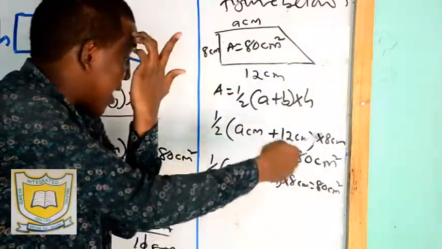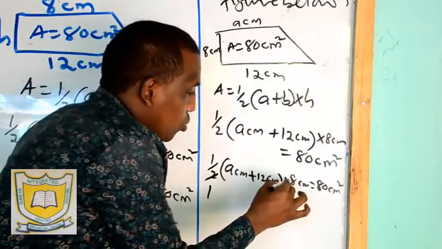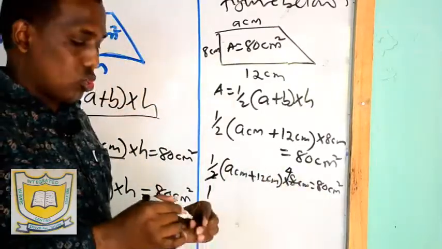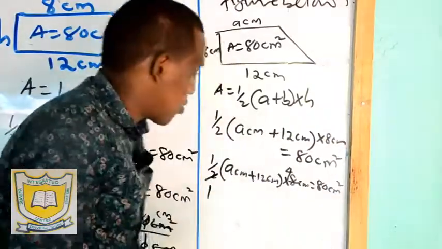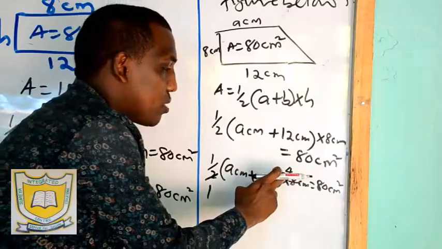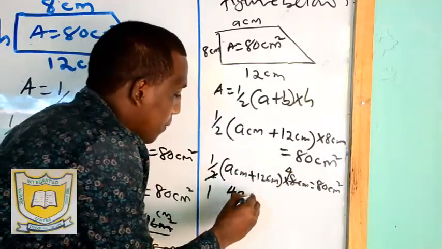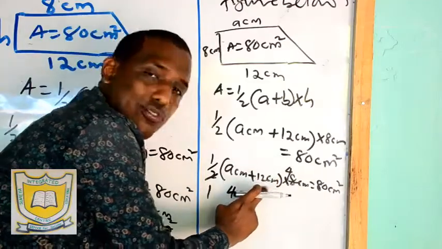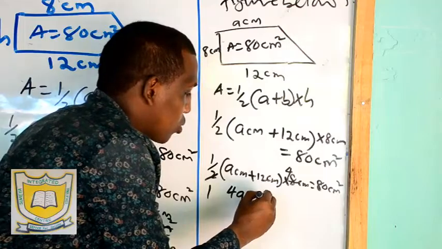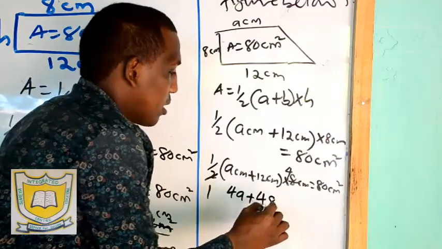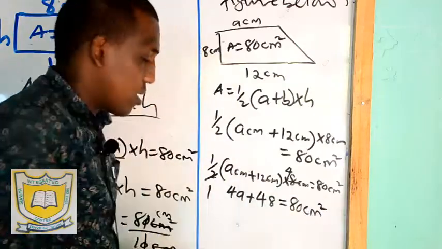So jump the bracket, go to the height now. By 2, 1. By 2, 4. So now you use this 4 to remove what is inside the bracket. So let us remove what is inside the bracket by using 4. 4 times A is 4A plus 4 times 12, which is 48, is equal to 80 centimeter squared.